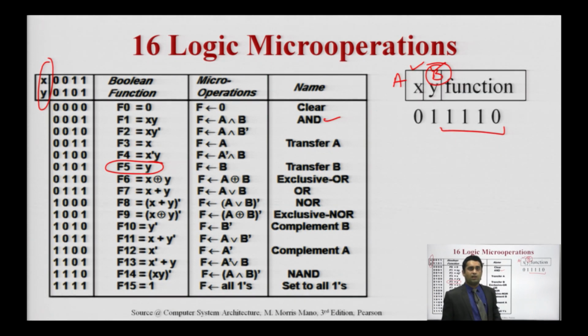What will happen when we take another operation, which is 1110? This is operation number 14, which is the NAND.